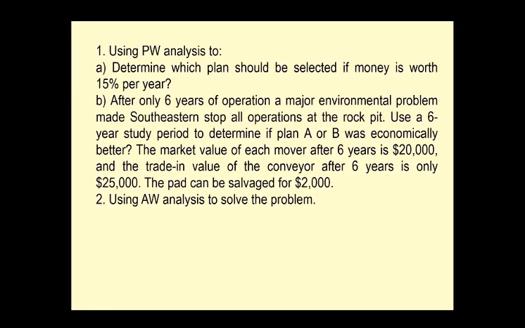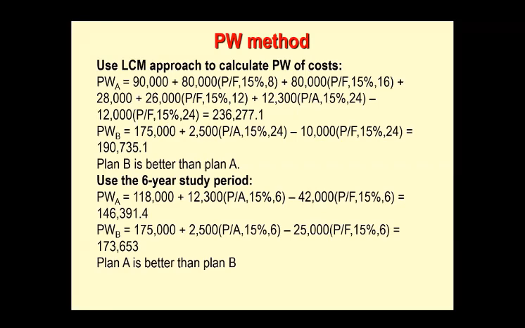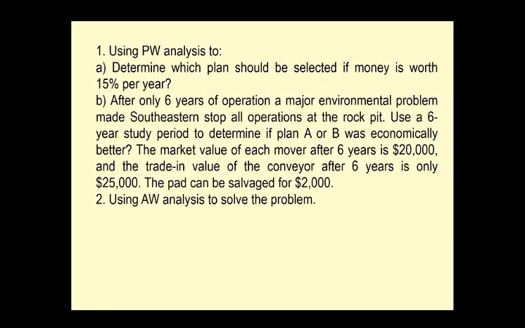Now, the cash flows for the mover. At the end of 6 years, the salvage value is 40,000, shown with an upward arrow. Yes, an upward arrow with 40,000.